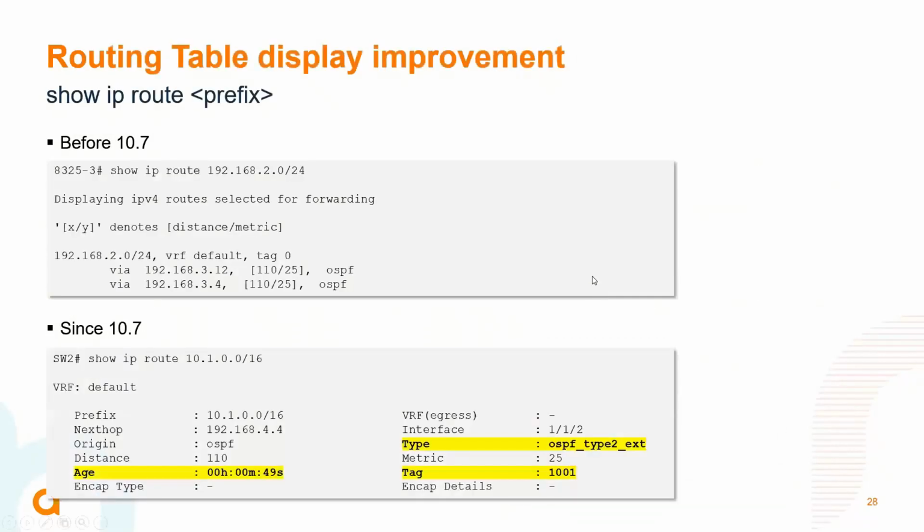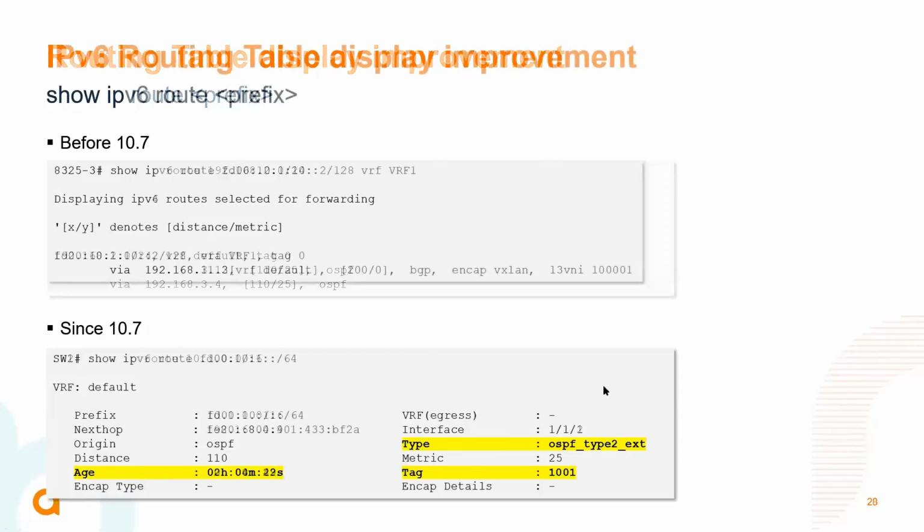Here we compare the before and after for a given prefix, before 10.7 and after 10.7. If you do a show IP route for a given prefix, you see the information, but now with the improvement of tabulation. You have the age, you have the tag nicely displayed here. Before it was there, and here, for instance, you have the OSPF route type.